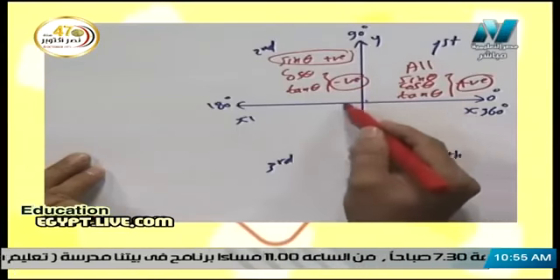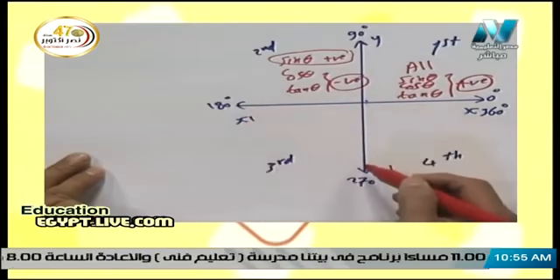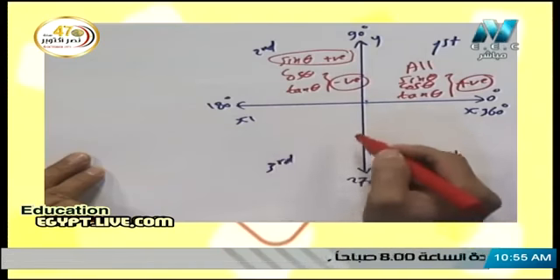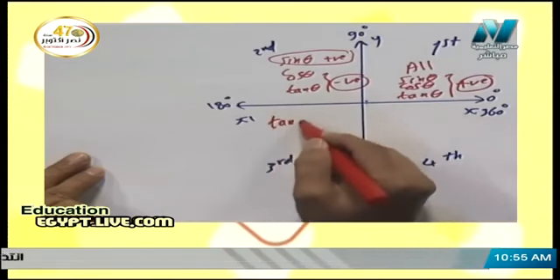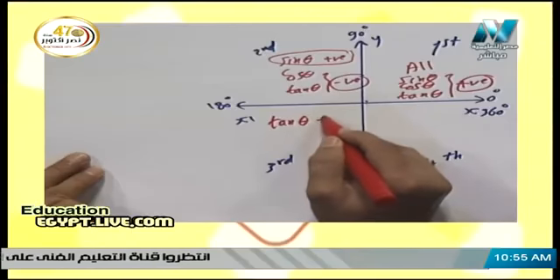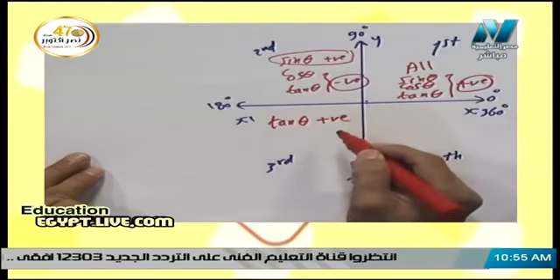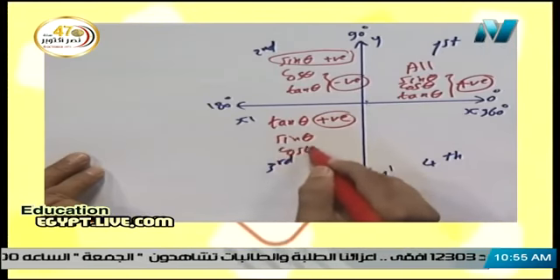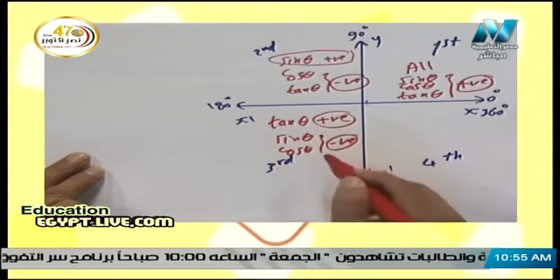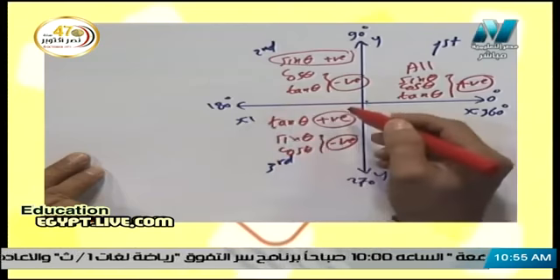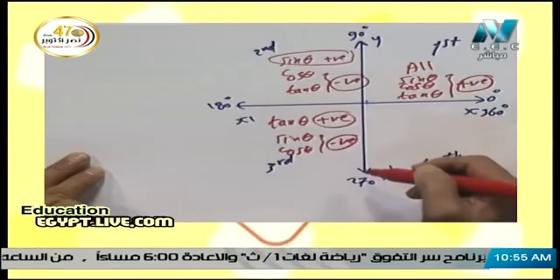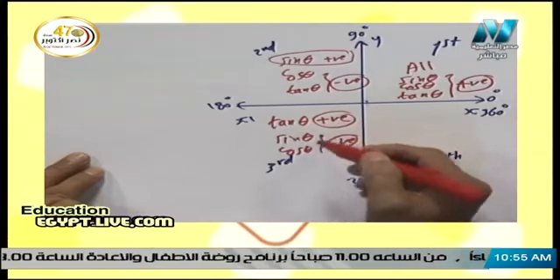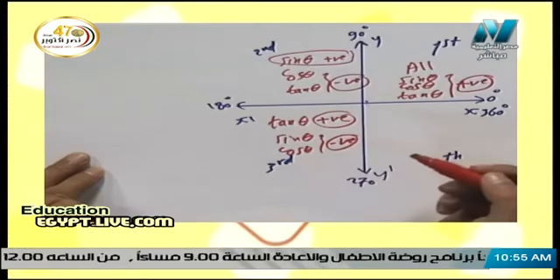Here in the third quadrant we know that x is negative, y is negative also. So sine and cosine are negative, but tan is the only function which is positive, because negative over negative equals positive. This angle is between 180 and 270. We can say 200, so tan 200 will be positive, sine and cosine 200 will be negative.